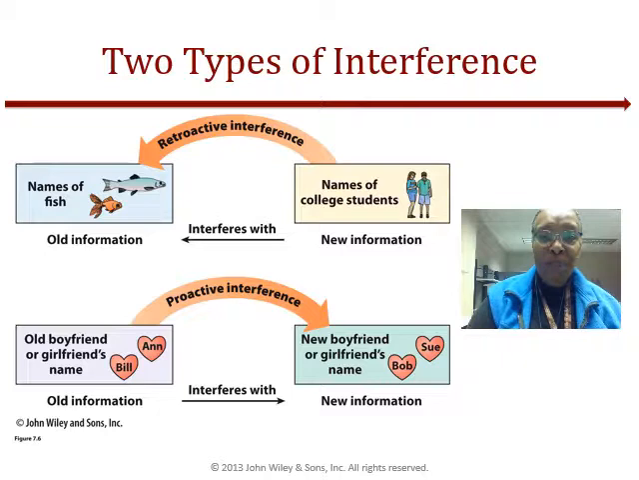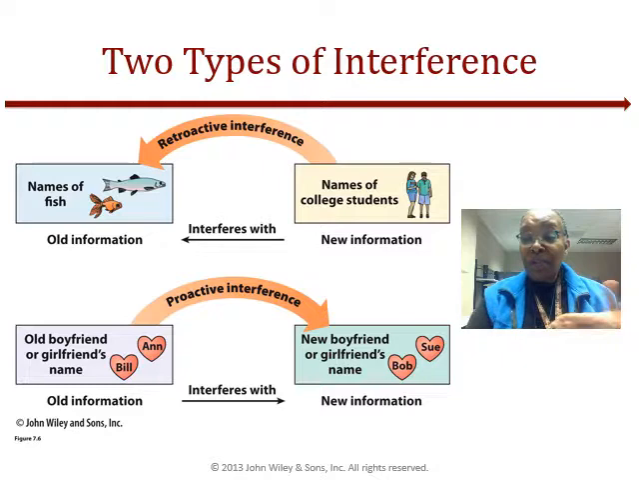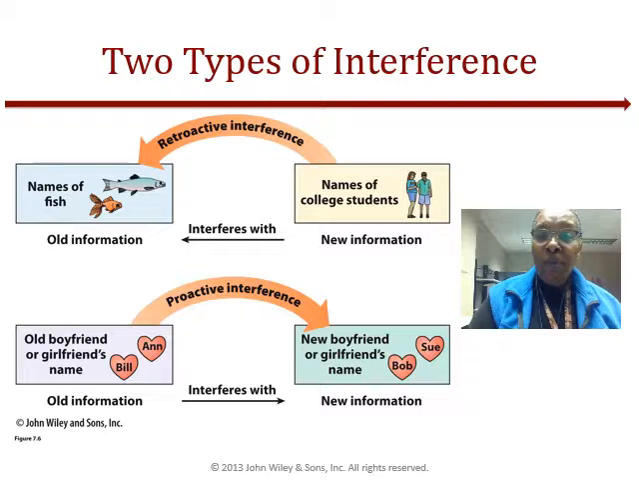So proactive or forward acting type of interference, that's going to happen when the old information, those students from the past, is interfering with me trying to learn your names now. Get it? So it's that old information that's interfering with being able to remember new information. Think about this. Have you ever been in trouble because you used an old partner's name to refer to your new partner? That's another way of seeing it.